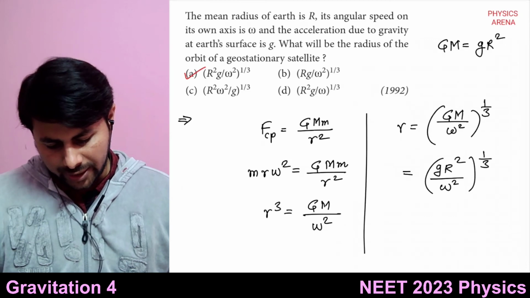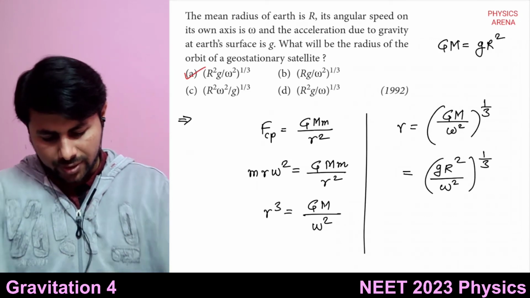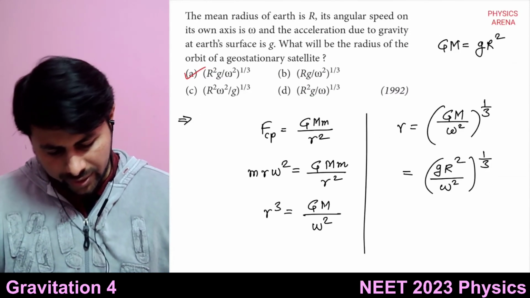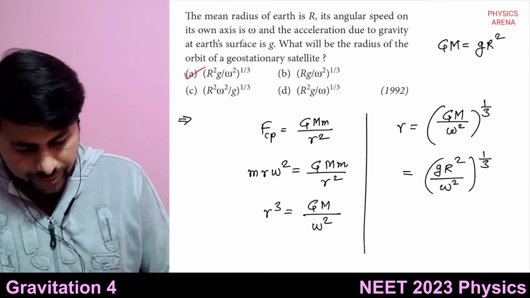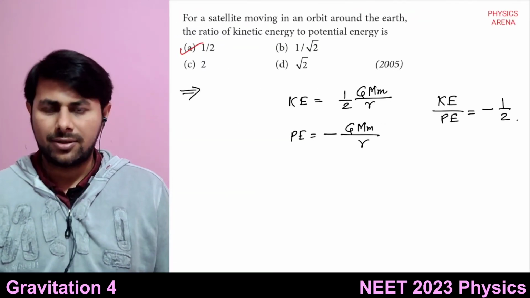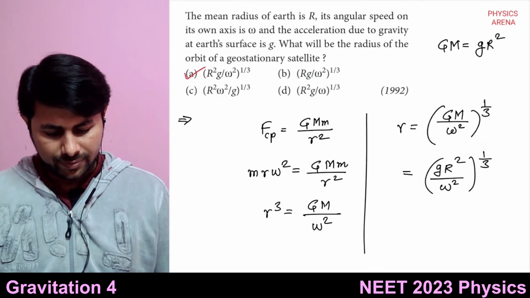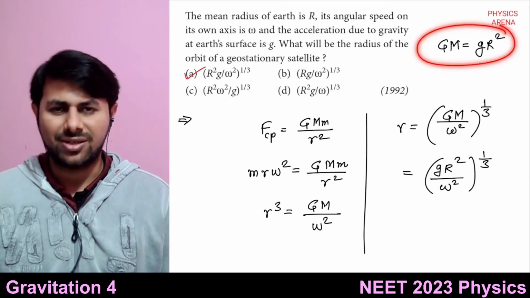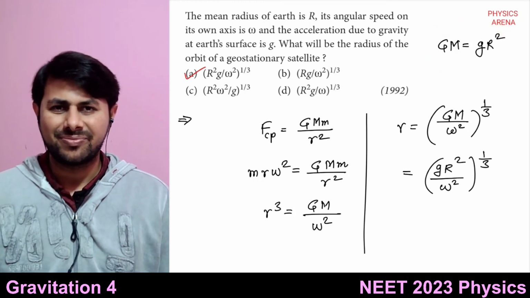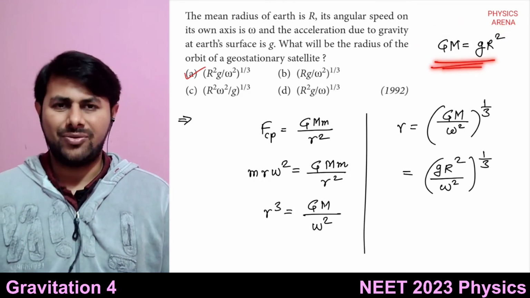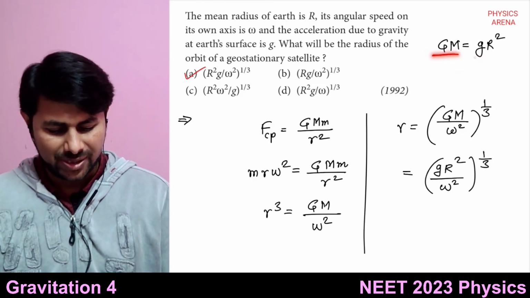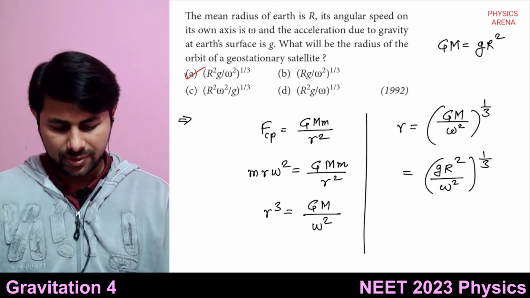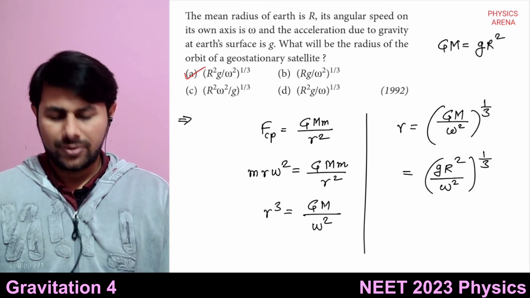Then, yeah, this was the last question. Only this question was a little bit good. All other questions are easy, right? And the most important thing in gravitation, you can see this, is one of the most important things. You have to remember GM is equal to g R square. Okay, so any question?